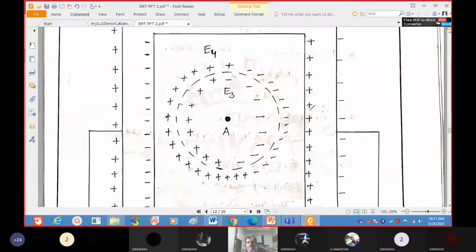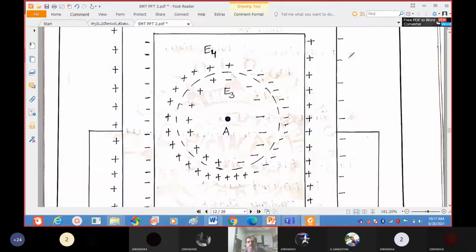Similarly, positive charge is induced on this side of the dielectric material. Now we are considering a point A inside. So what is the electric field we have to find out?